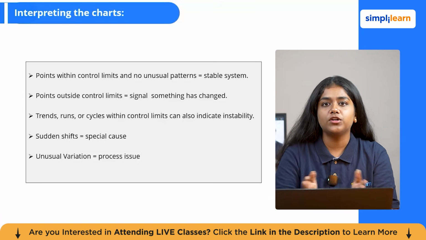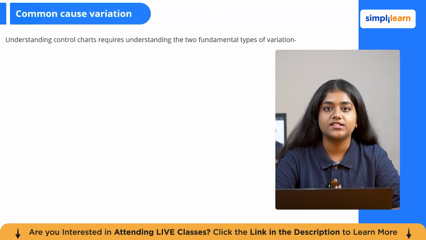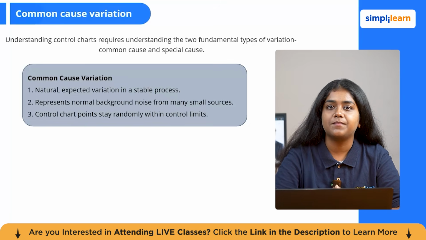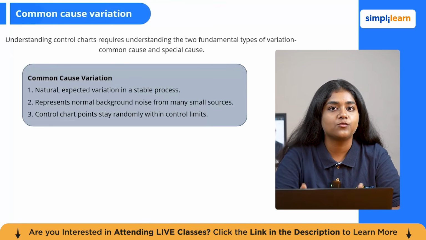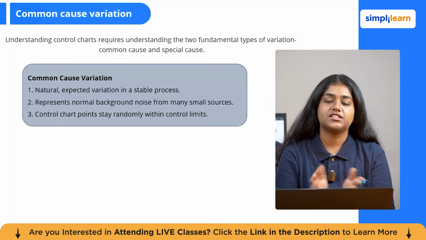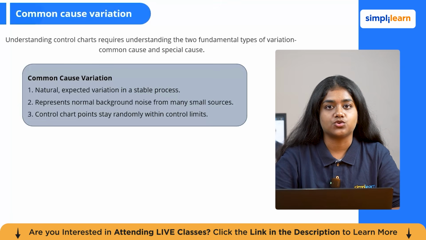Now let's understand the common cause and special cause variation. Understanding control charts requires understanding two fundamental types of variation, that is, common cause and special cause. Common cause variation is natural, inherent variability that exists in any measurement system or process. It's background noise, that is a random, unpredictable fluctuation that comes from many small individual sources, each contributing a little to the overall variation. Common cause variation is expected. It's what a measurement system looks like when it's stable and operating normally. Points in a control chart that vary randomly within the control limits represent common cause variation.